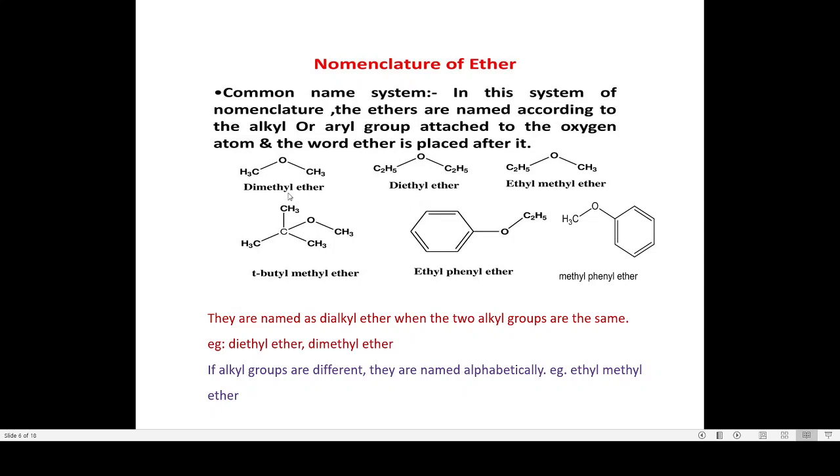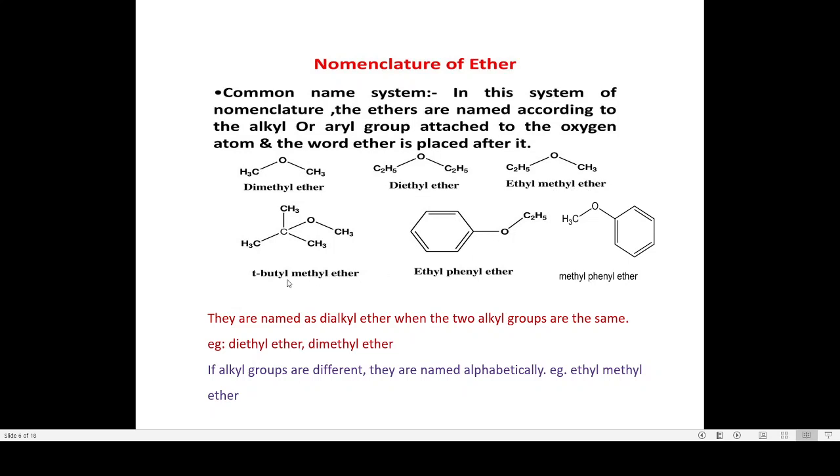However, this is not the same situation in all the types of ether. We can have two different types of alkyl groups or we can have an alkyl group and an aryl group. When the alkyl groups are different, they are named alphabetically. For example, here we have an ethyl and we have a methyl. Alphabetically, E comes first, and hence we designate this to be ethyl methyl ether.